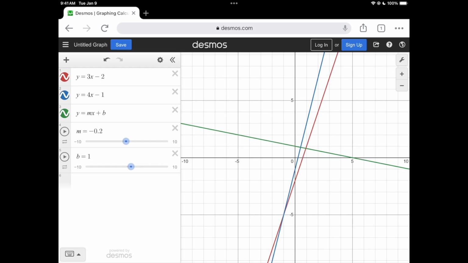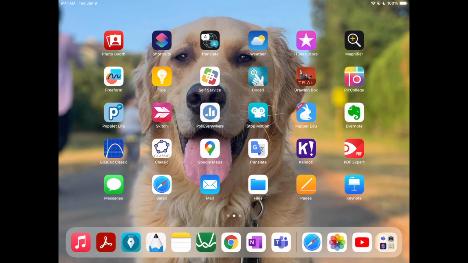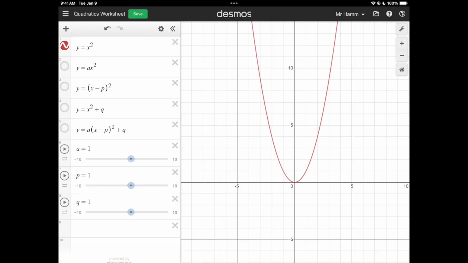So if you look back at the activity, the next thing it asks you to do is graph a couple of functions. So we're going to start off with y equals x squared, which I have already graphed here. So it's just a very basic parabola. This one we're going to be playing with as we go to see how different things change it. So the next thing you're asked to do is to graph y equals ax squared. So this is y equals ax squared.